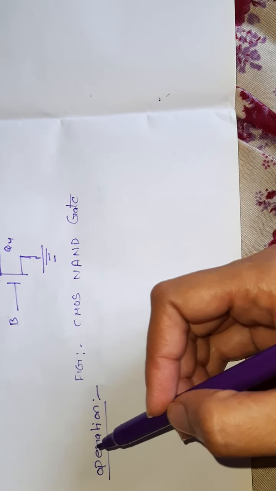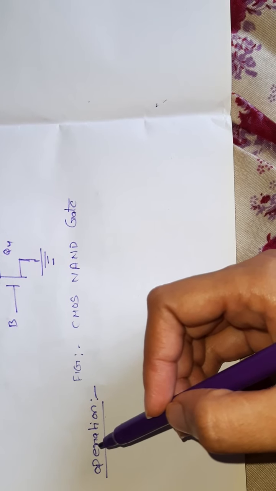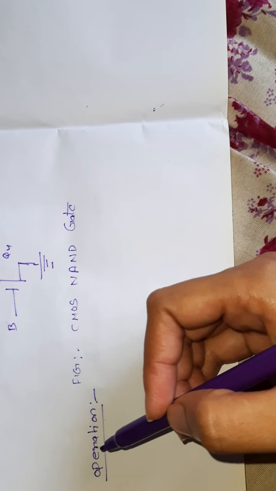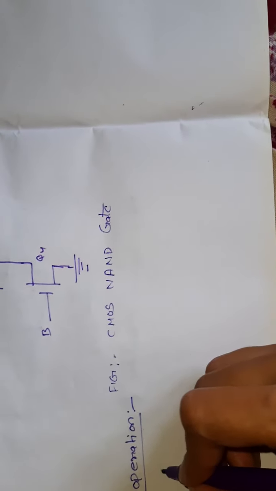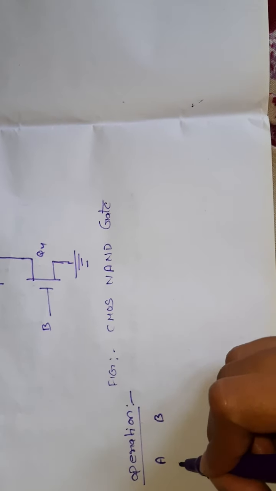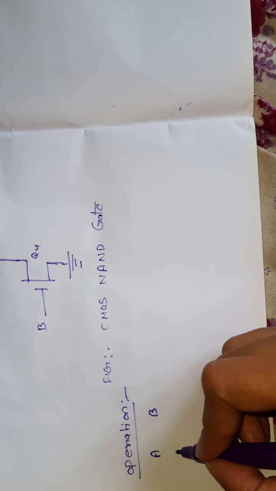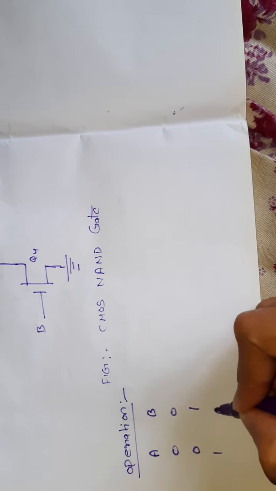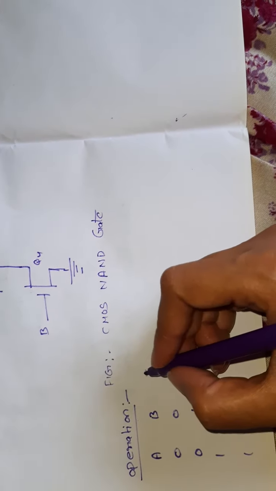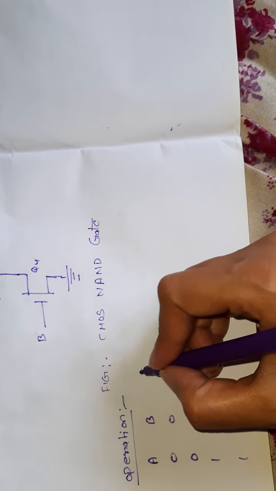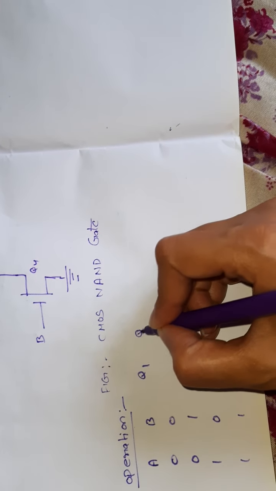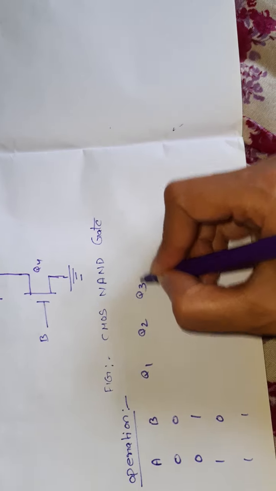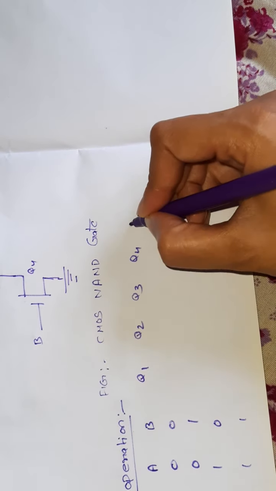So see the operation here. The given circuit is 2 input, y is equal to AB bar. So number of inputs 2. I'm indicating the inputs A and B. The input combinations are 0 0, 0 1, 1 0, 1 1. And I'm taking the transistors Q1, Q2, Q3, Q4 and the output.